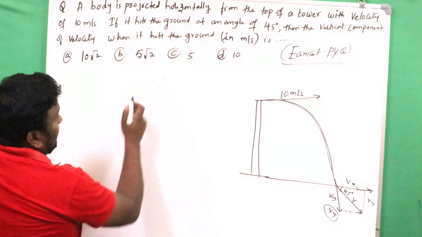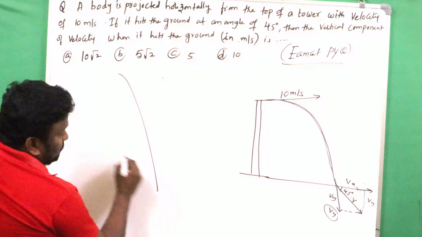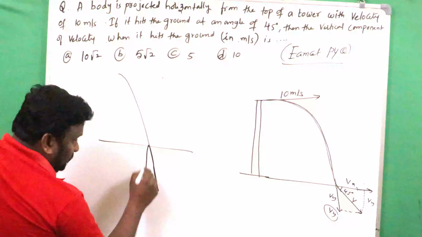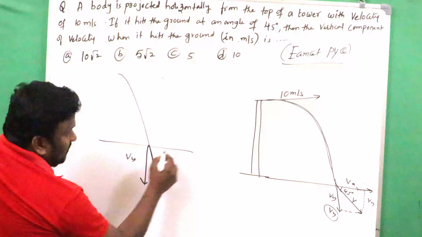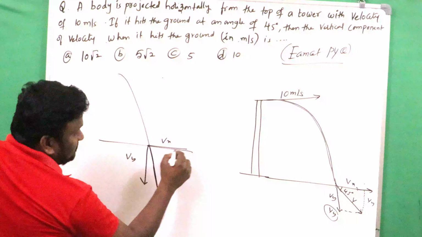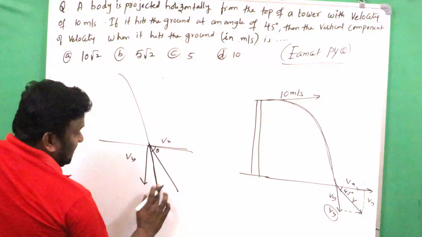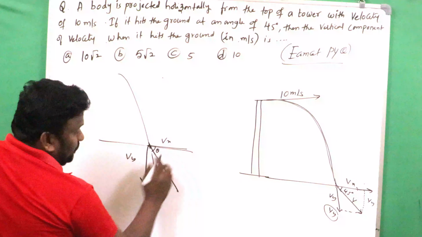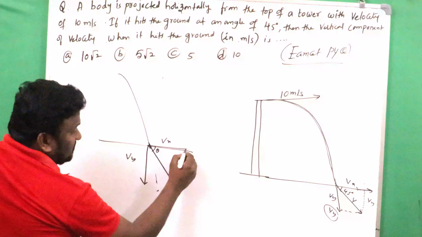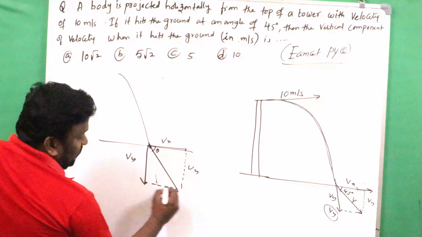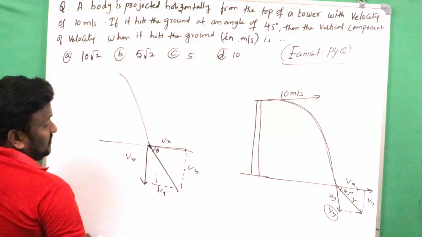I will draw it clearly again. So that is the resultant velocity. Now this is Vy and this is Vx, making some angle theta, which obviously is 45 degrees like this. Now this is Vy and this is Vx.